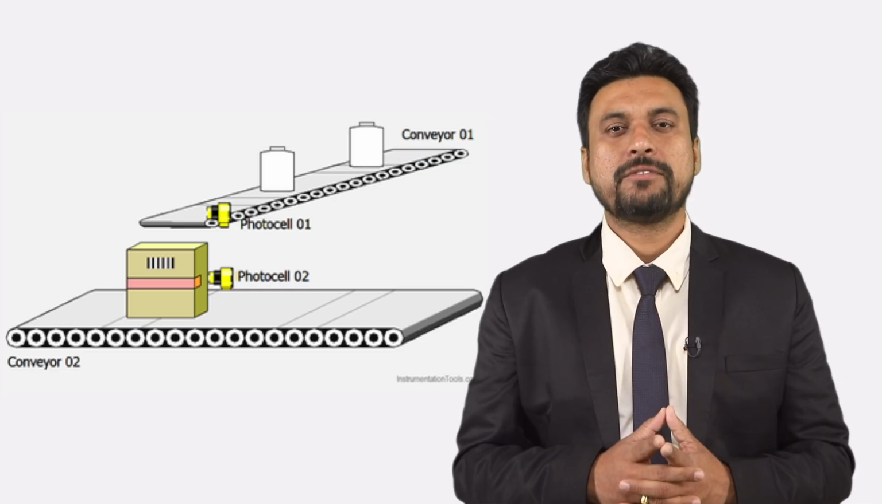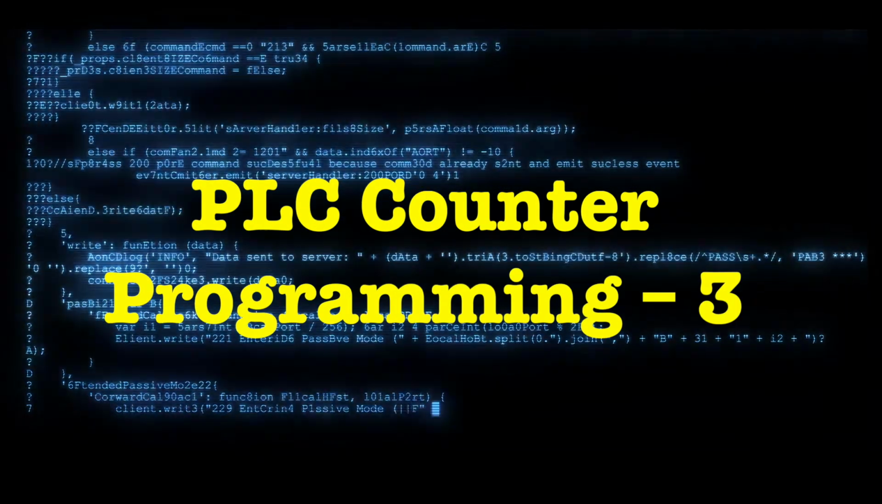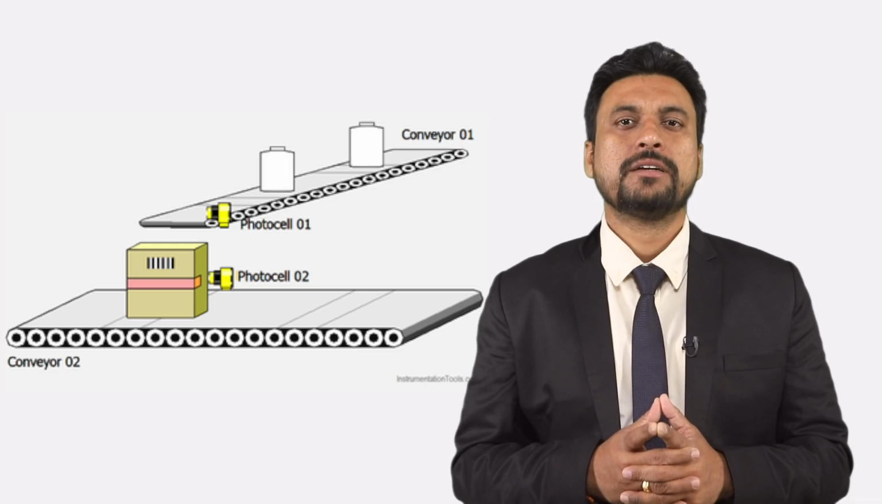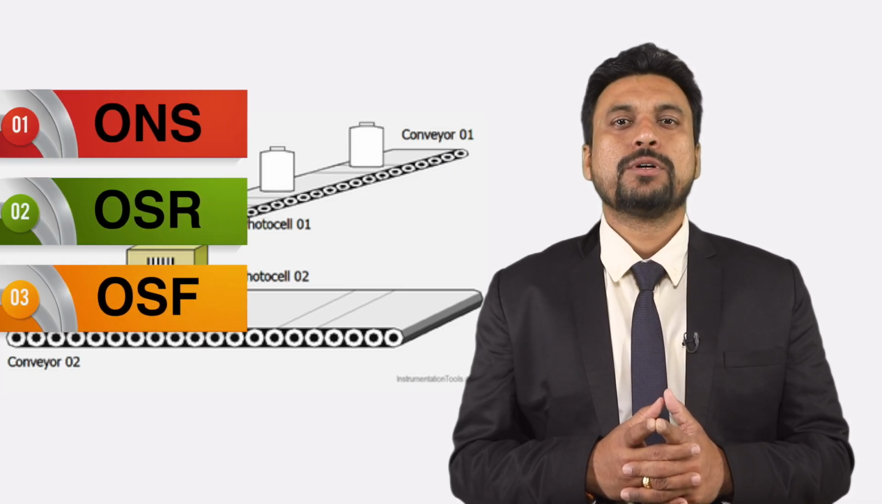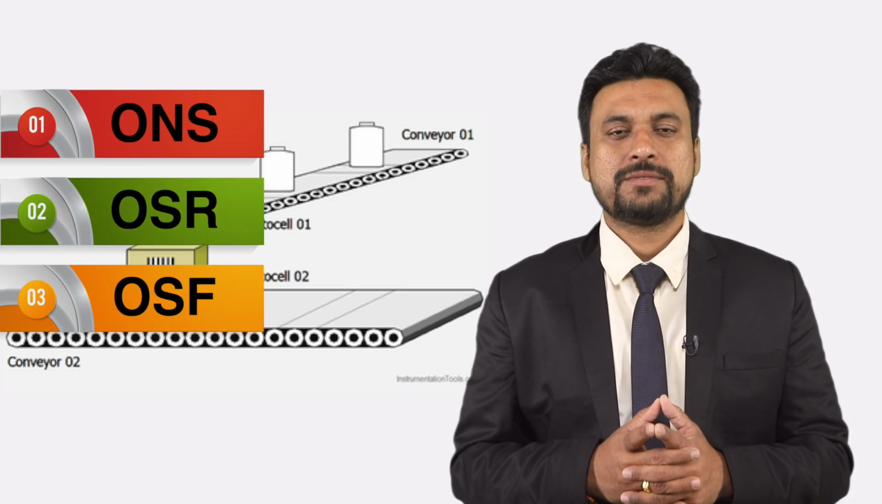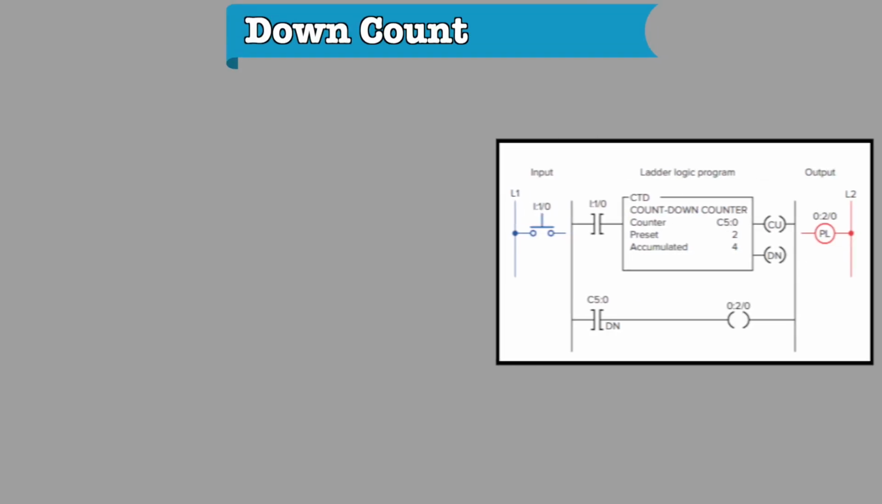Today, we begin with our 19th lecture on PLC Counter Programming Part 3. In the previous lecture, we covered one-shot instructions, which include ONS, OSR and OSF instructions, and some down counters.